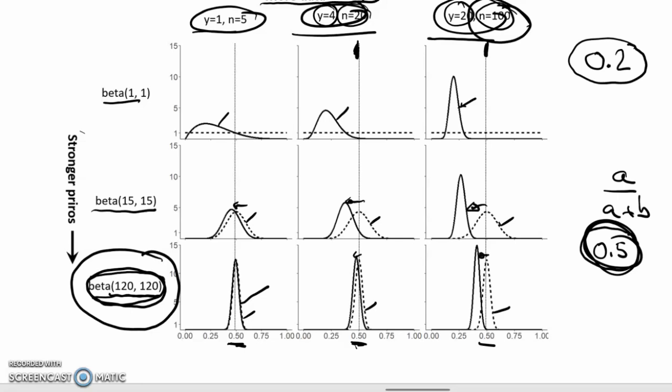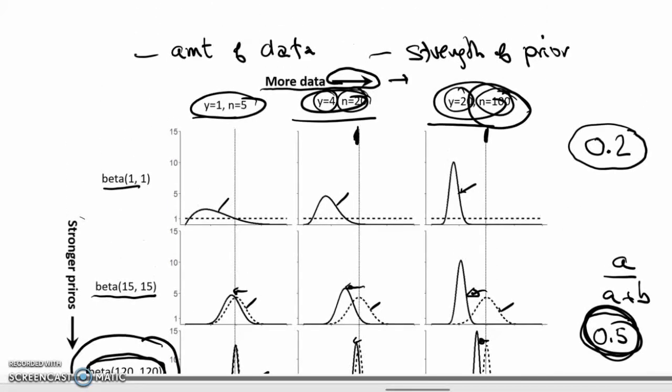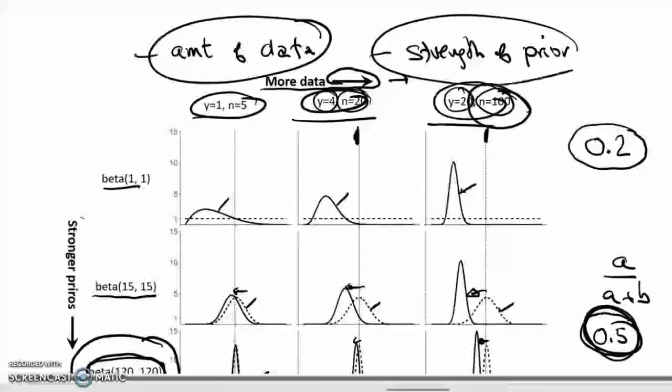So, in conclusion, this video, two ideas. One, the idea of conjugacy, and the second idea that the posterior is going to be a balance between the amount of data and the strength of the prior.